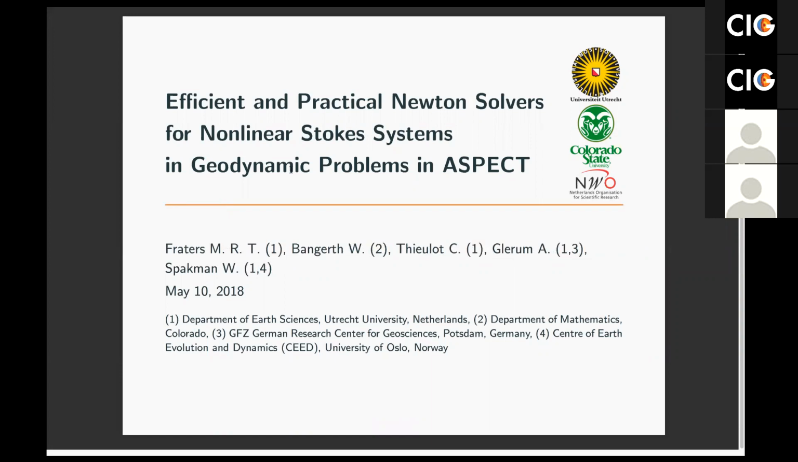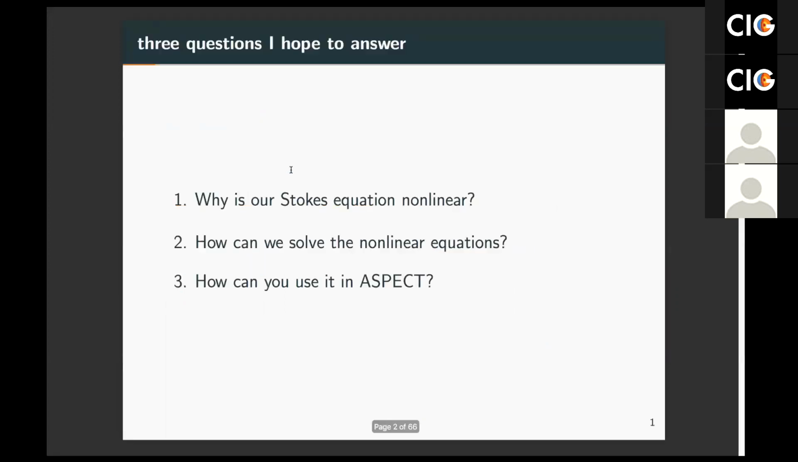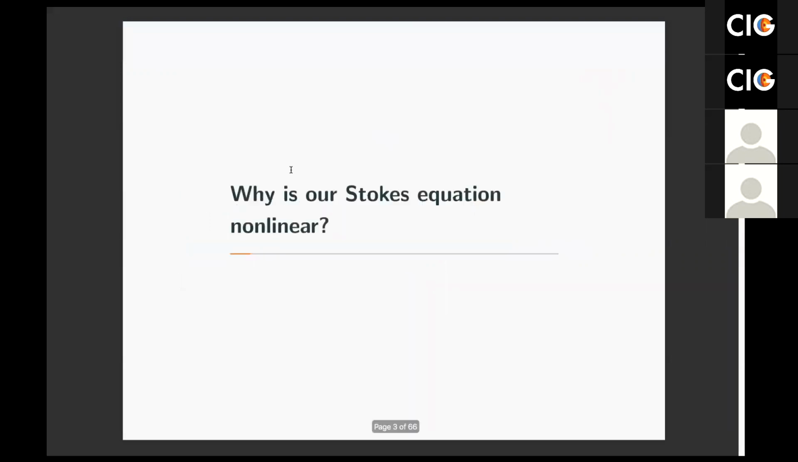What I'm going to talk about is how to solve systems of nonlinear equations in Aspect, and particularly with the new Newton solver. I'm going to do this based on 3 questions. First, why is our Stokes system nonlinear? Secondly, how can we solve these nonlinear equations? And thirdly, how can you actually use it in Aspect? So first of all, let's start out with the basics. Why is our Stokes system nonlinear?